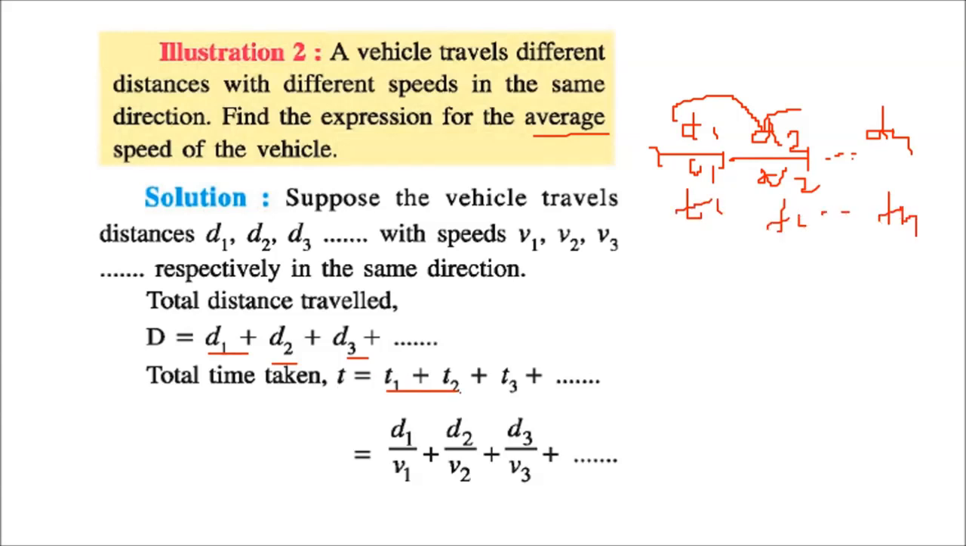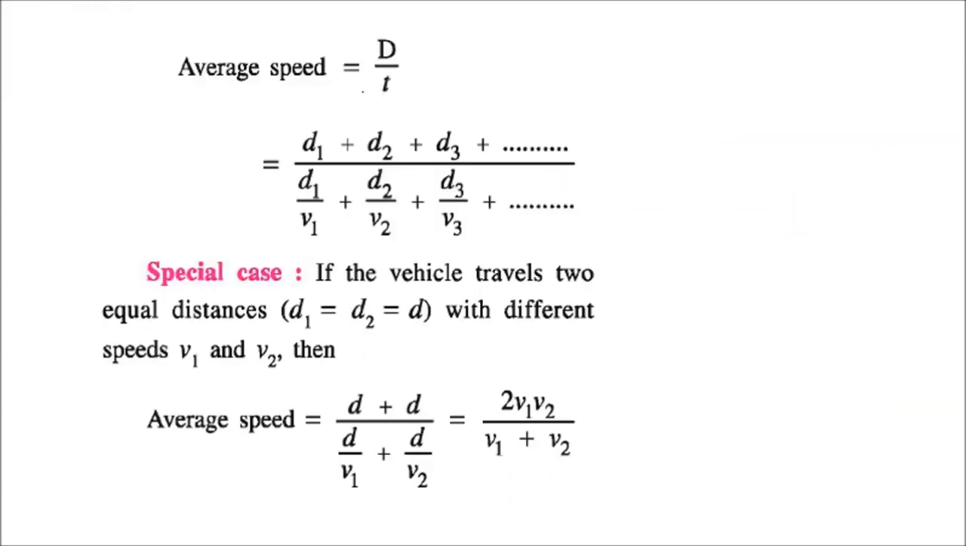So let us add the times. We know speed equals distance by time, that is, time equals distance by speed. So in this case, the first time t1 will be d1 by v1. Again t2 will be d2 by v2, like this it goes on. Average speed is what? Capital D by t. Capital D is simply the addition of all the distances, and the time we just found out to be d1 by v1 plus d2 by v2 plus d3 by v3 till dn by vn.